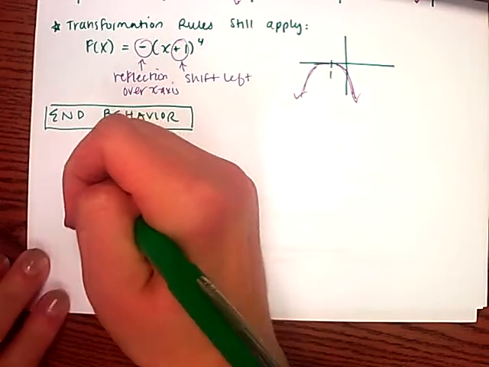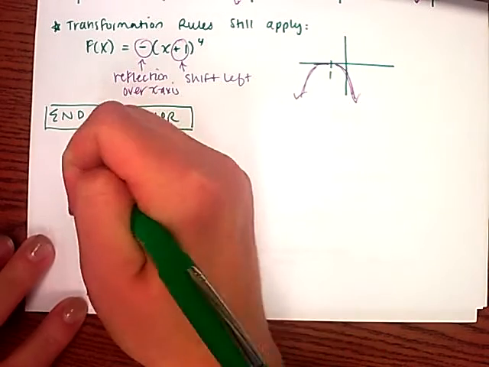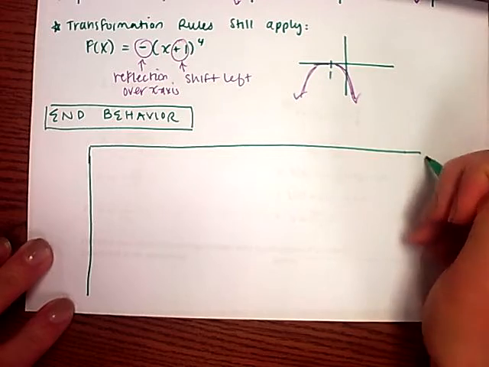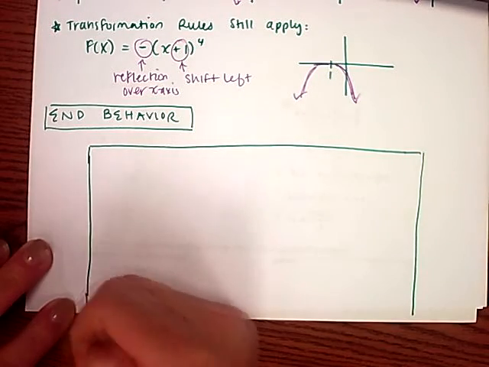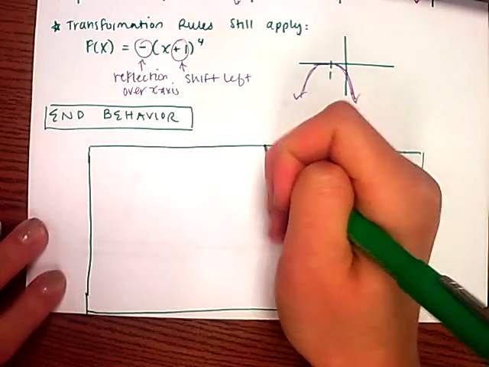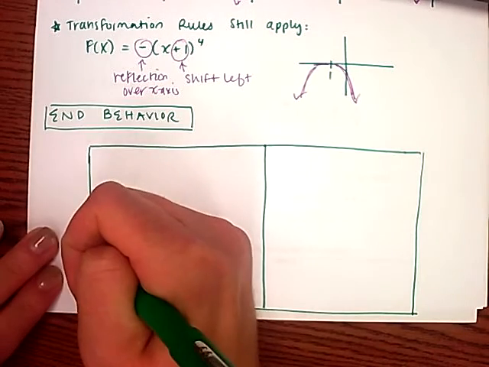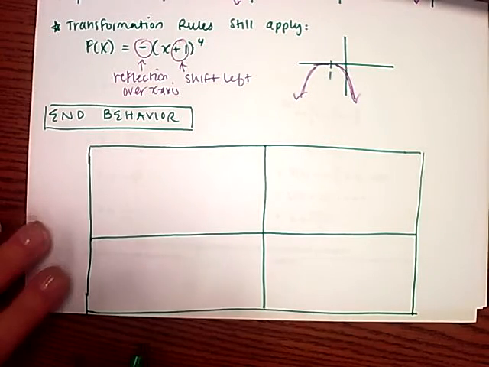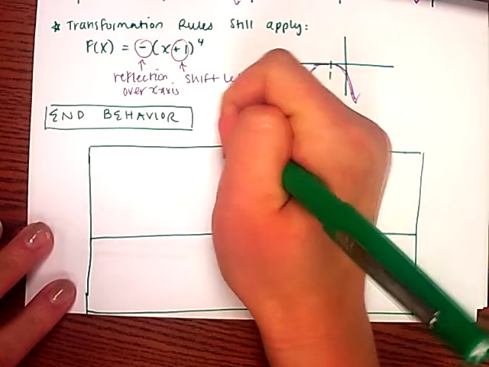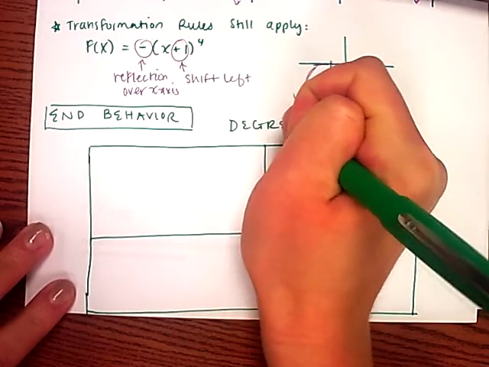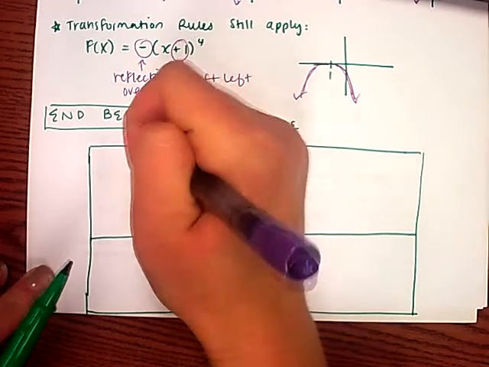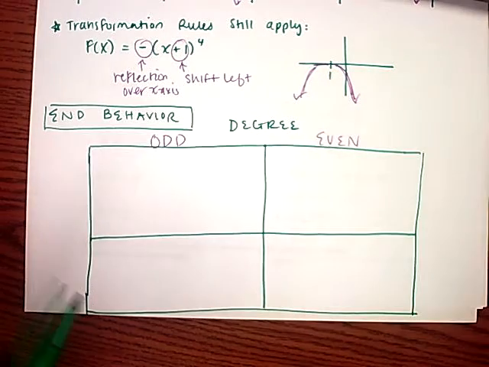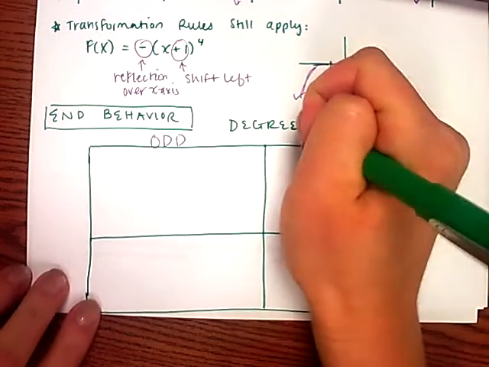And I would say try to make your chart as wide, as big as you can. I am a little bit limited in space, but try to make it as wide as your page. And there's going to be 4 boxes. And along the top, we're going to put the degree. So the degree we want to think about as being either odd or even. And again, degree, we're talking about n.